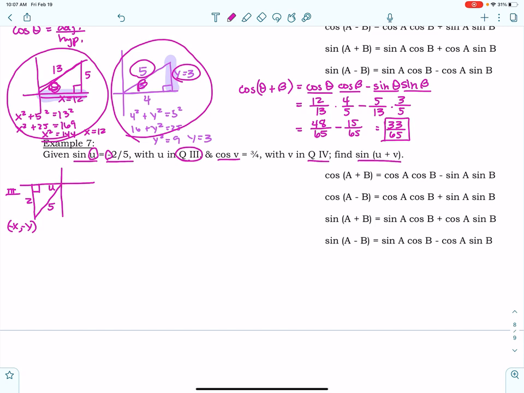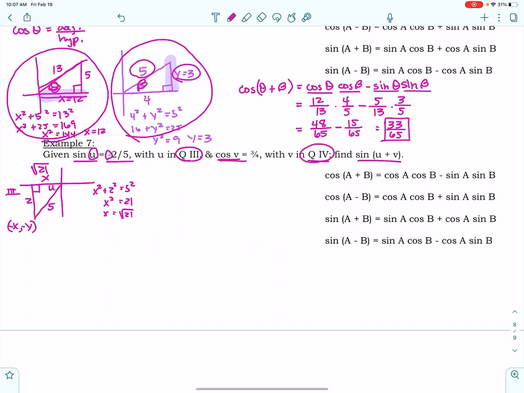So again, I am going to label this side x and use the Pythagorean theorem to find the value. So I've got x squared plus 2 squared equals 5 squared. So x squared equals 25 minus 4, which is 21. Well, that isn't nice and tidy, so I'm just going to leave it as radical 21. So this is radical 21 over here. And then I'm going to do the same thing for cosine V.